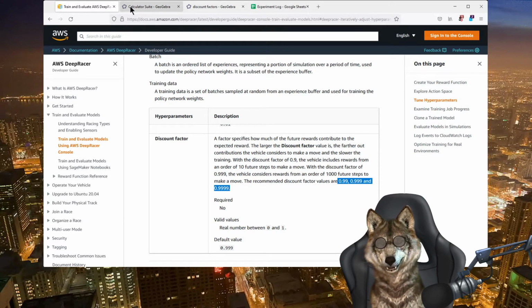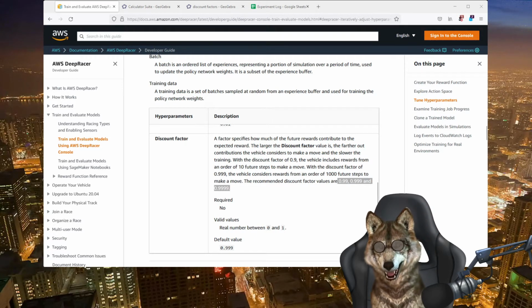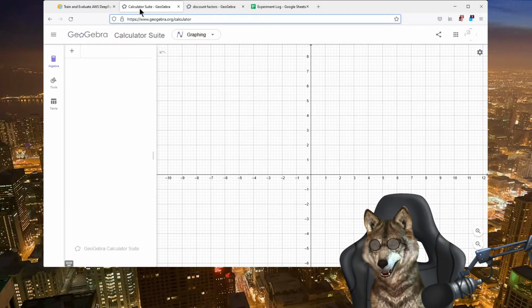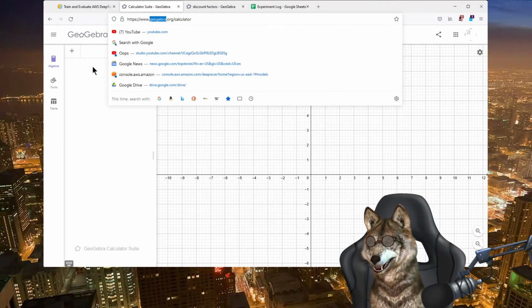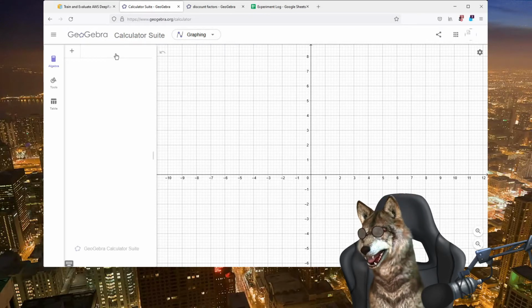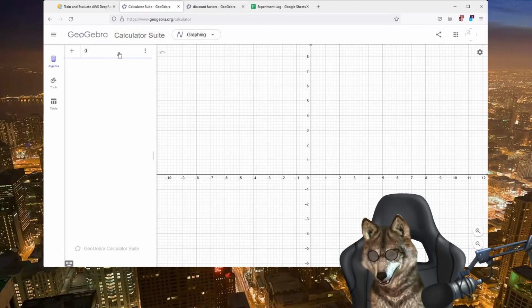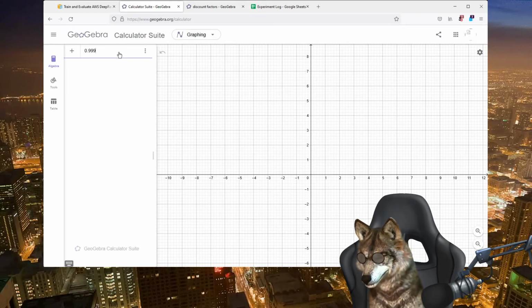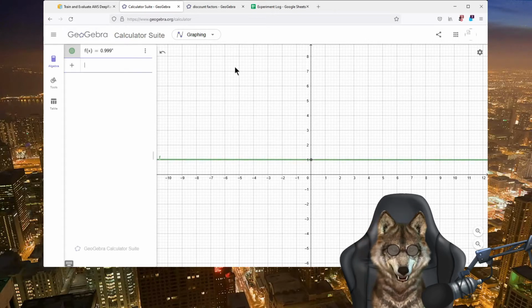So first of all, I like visualizing this, right? What does this even mean? What does it even look like? So why don't we graph it out? So I like this website, geogebra.org/calculator. It lets you plot out your own function. So I'm going to put 0.999 to the x. That's essentially what this function is doing.